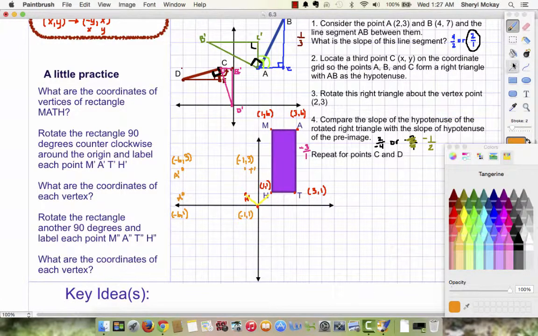So now we're going to do one more thing. We're going to rotate our rectangle another 90 degrees and label each of those points. So now we're going to take these points and rotate them another 90 degrees in the same direction, counterclockwise. So see if you can do that now that we've done it once. See if you can do it on your own. Pause it, try and do it on your own, and then figure out what your vertexes are.